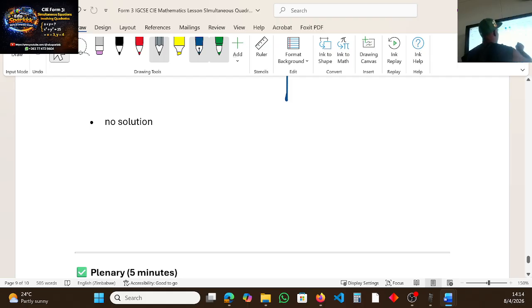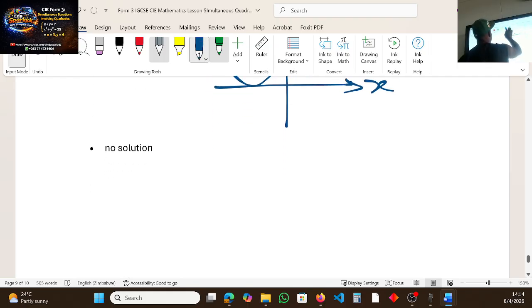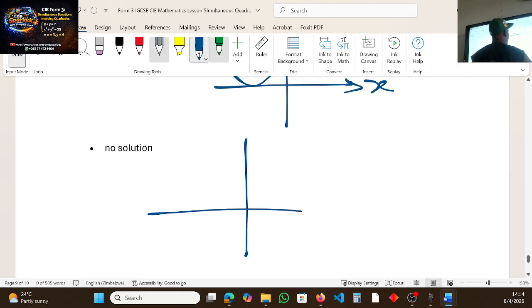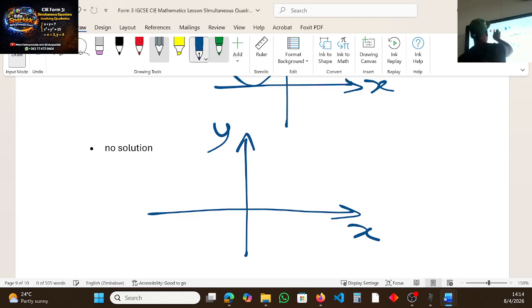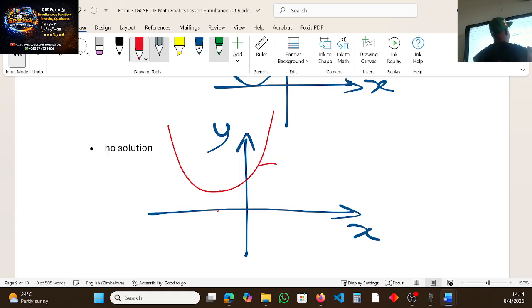No solutions, like we said earlier. If there are no solutions, it means our parabola does not cross the x-axis at all. So let me try it in red to say a curve like this, you know that because there's a distance here, so we'll be saying no real solution.